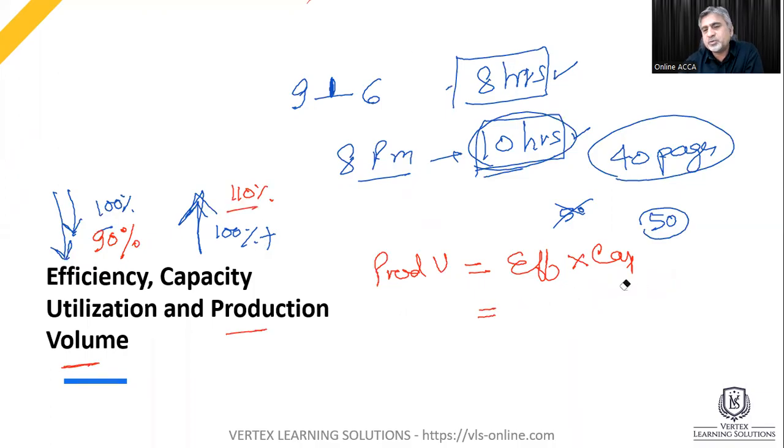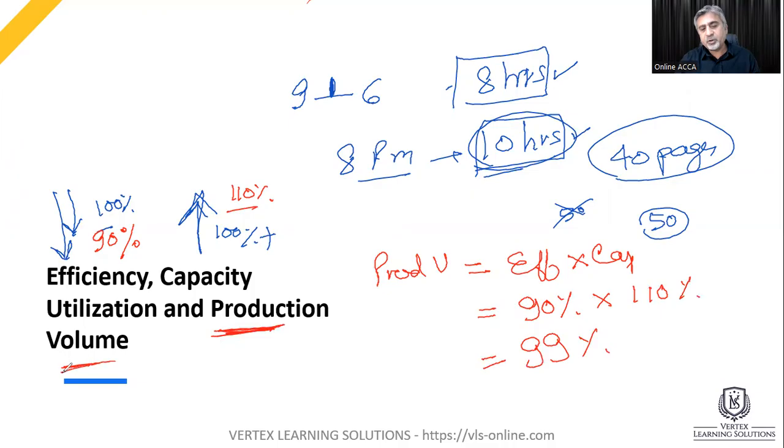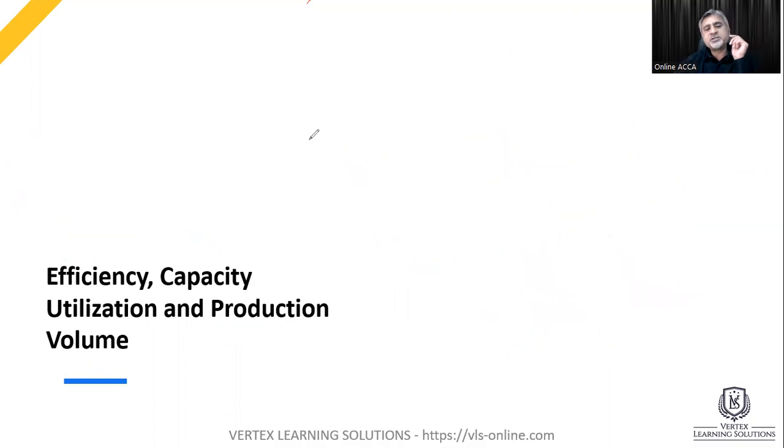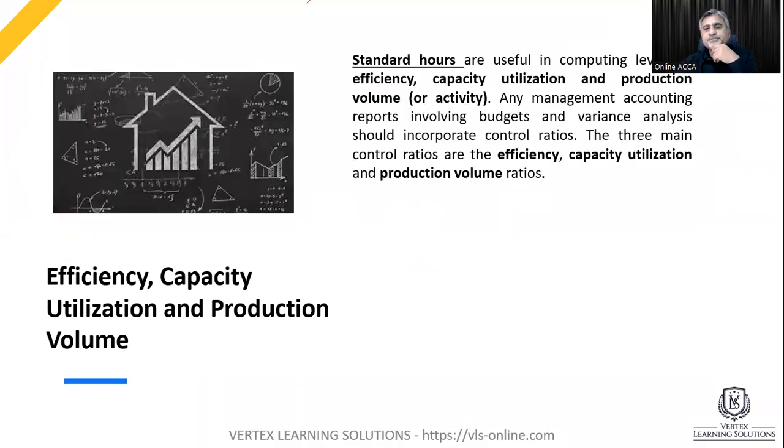If you are confused with zeros, let me just remove zeros and I can say efficiency is 90% multiplied by capacity is 110%. And when you multiply, let me get my calculator. When you get 110 times 90, it gives me 99%. So your production volume is 99%. Your production volume ratio should have been calculated as 99%. So this is some introduction to these three ratios. Now let's see exactly how they work.